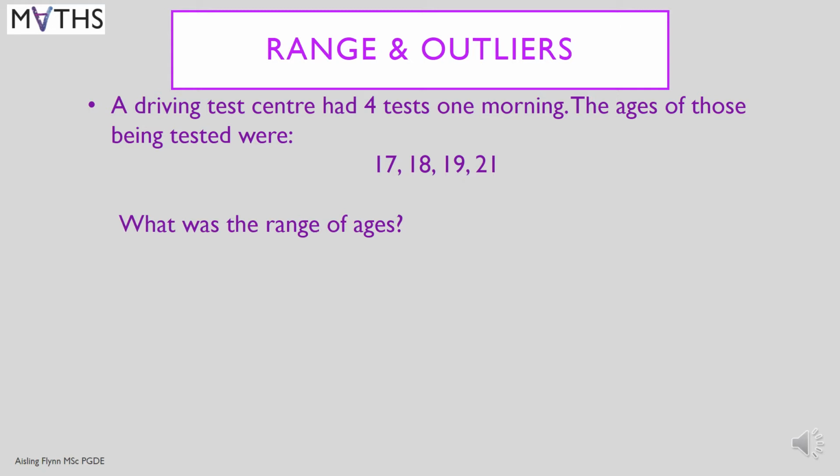So you can see they're very close together. 21 was the greatest, 17 was the lowest, so 21 minus 17 gives us a range of 4 years. So a very small range, and you can make a generalization about the people going for their driving test. They're very young people, 17 and up to early 20s, just about when they're eligible to go for their test.